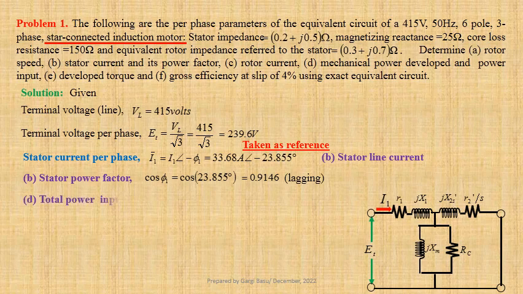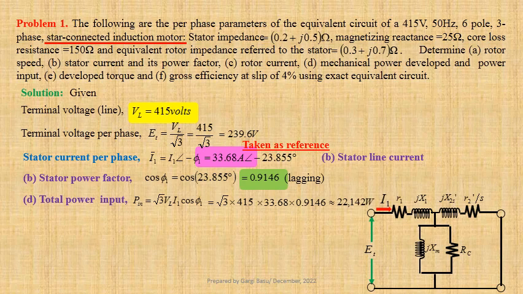For a three-phase induction motor, total power input Pin equals root 3 times VL into I1 cos phi1. Using values we get root 3 into 415 into 33.68 into 0.9146, which is approximately equal to 22,142 watts.